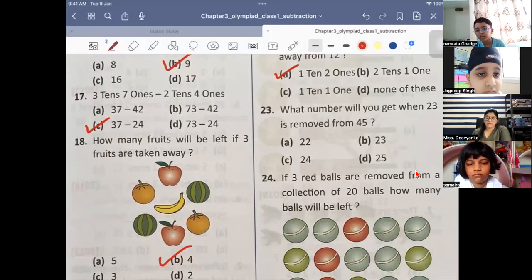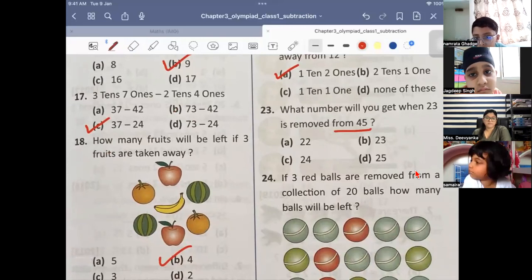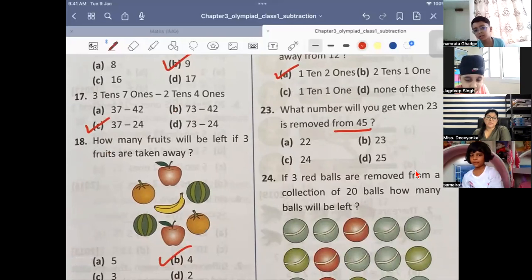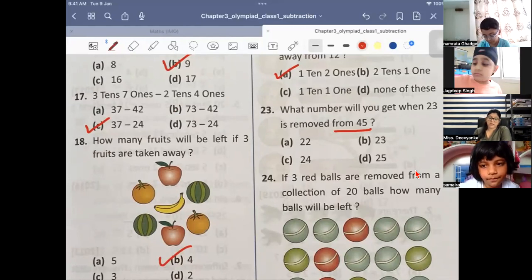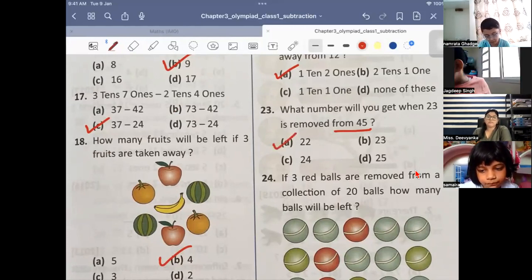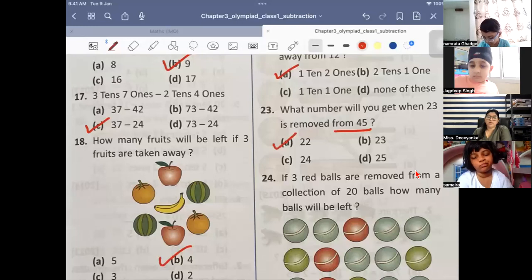What number will you get when 23 is removed from 45? Do the subtraction and tell me. Option A. 22. Okay. Ayansh and Jagdeep, what is your answer? Is that the same one?